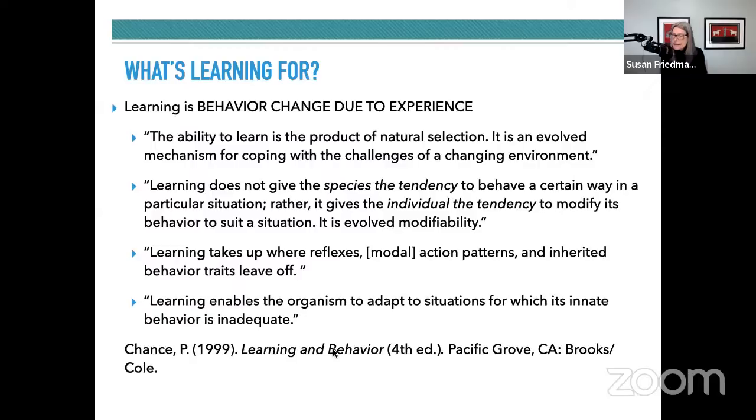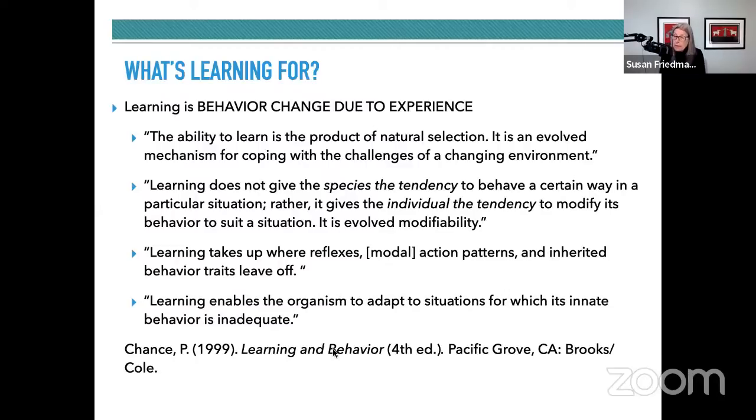imagine what life would be like if we didn't change as the environment pressures us. We would be like a stick in the wind. We would just break. So learning does not give us, the species, the tendency to behave in a certain way. We're not talking about what all bears tend to do or what all boys tend to do. We're talking about individuals. Learning is what gives each individual the tendency to modify its own behavior to suit a particular situation, a particular context.